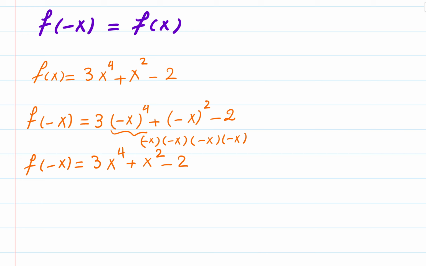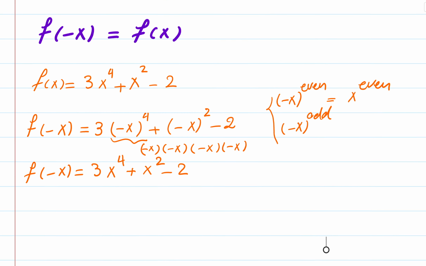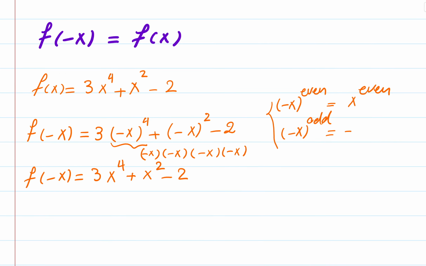Overall, if I want to give you a formula, I would say when we have negative x to an even power, then the answer is x to that even power. And if we have negative x to some odd power, then the answer is negative 1 times x to that odd power.